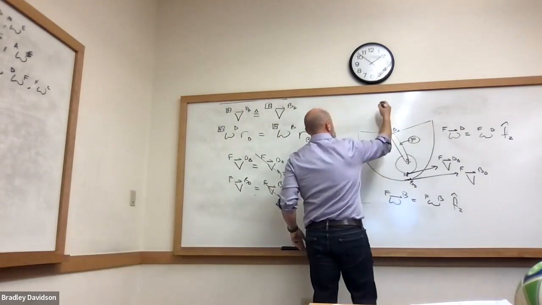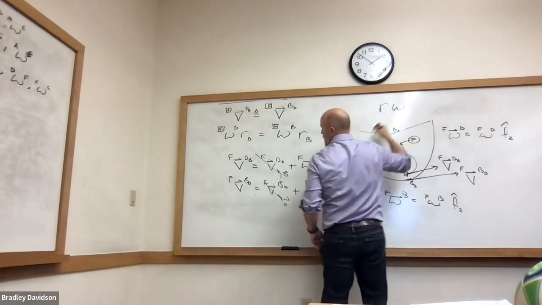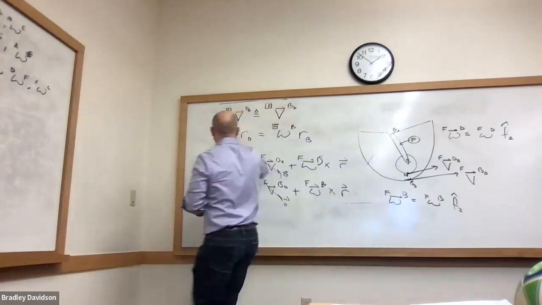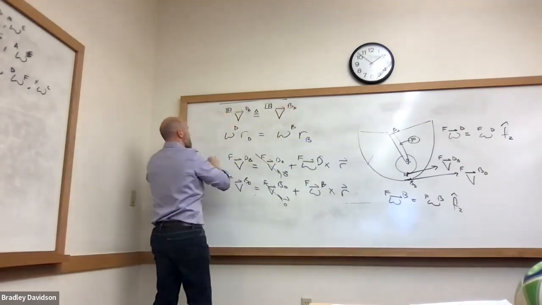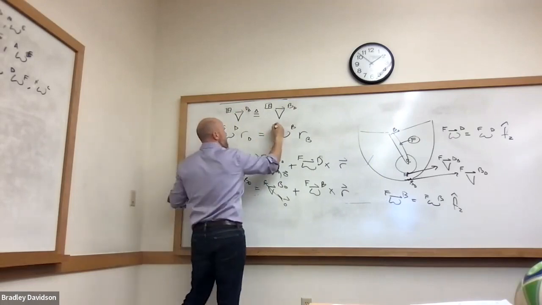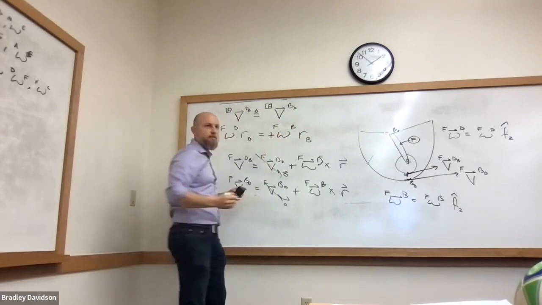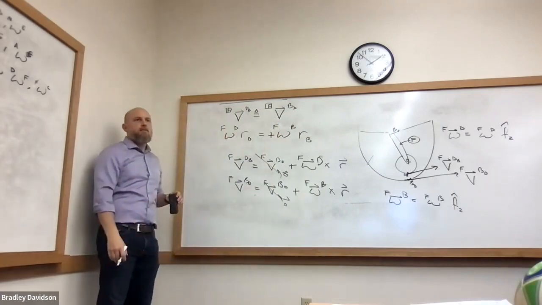It's going to be, right, R omega, oh, I've got them over here. Look at that. It's omega R omega R, right? That's our F to D. F to B, is it positive or negative? Positive. Okay.